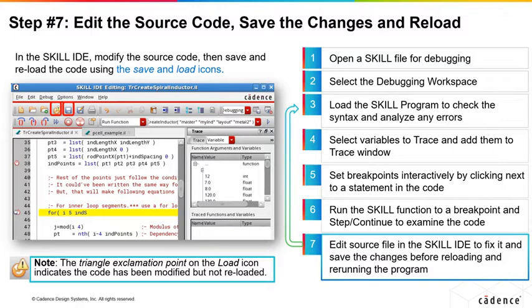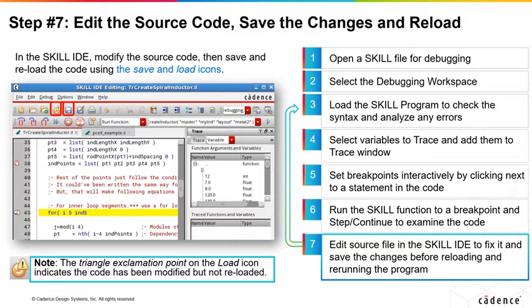In step number 7, we'll be editing the source code, saving the changes, and then reloading those changes to continue testing our code. So first of all, in this section here, you're going to modify the code in the source code pane to fix the error. Then you're going to save the changes and reload the changes.